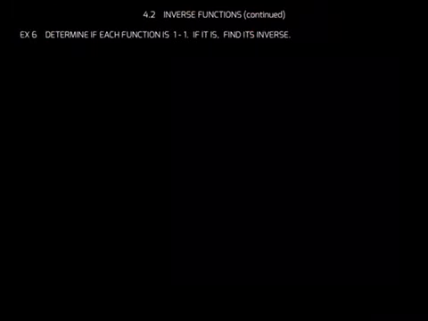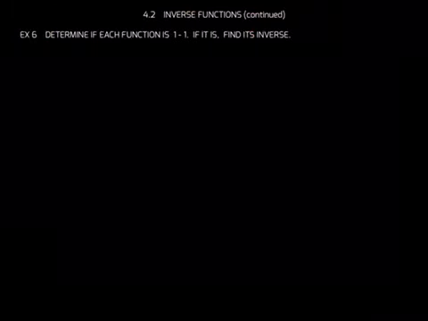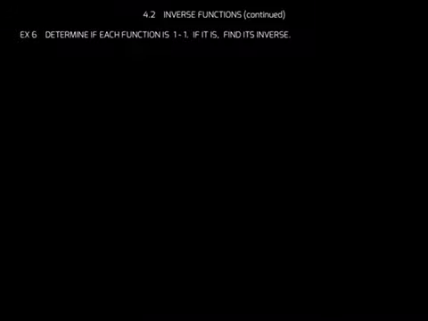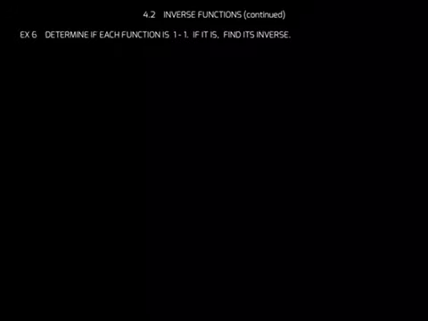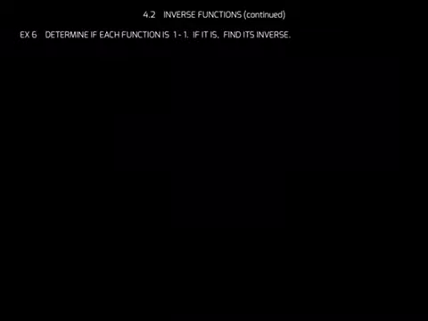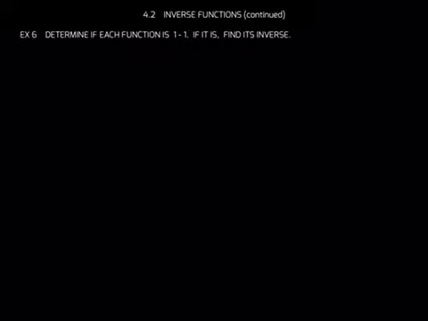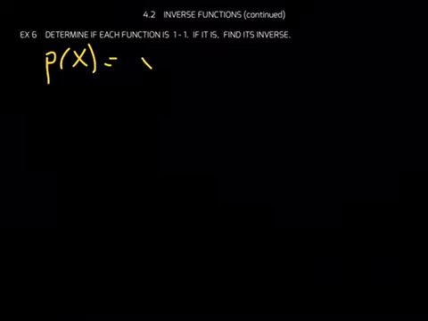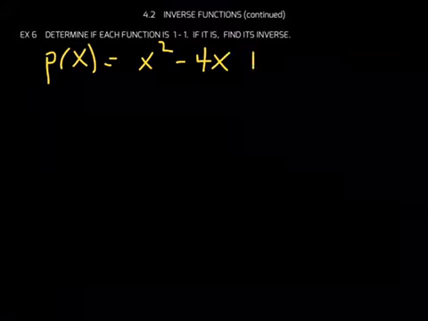All right, you guys, we've reached the last example of this section. Determine if each function is one-to-one. If it is, find its inverse. Remember that if a function is not one-to-one, then that means it does not have an inverse. All right, here is the first function I want you to consider. P of x is equal to x squared minus 4x plus 3.